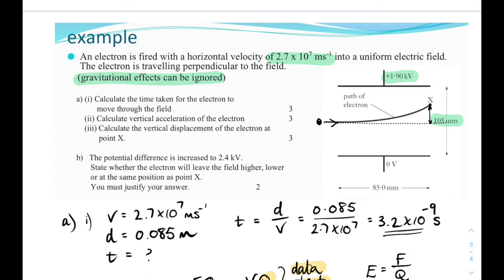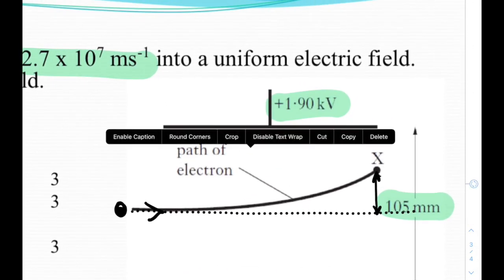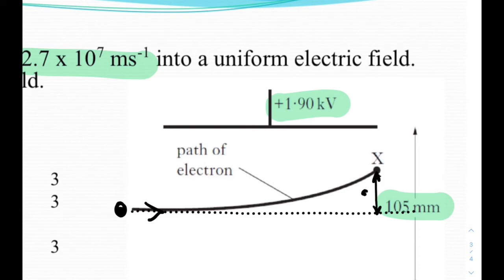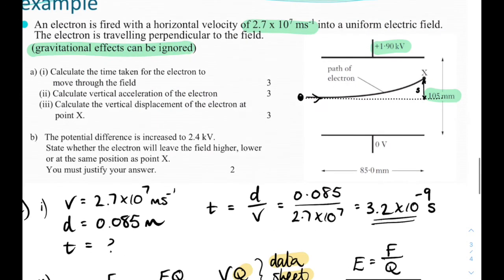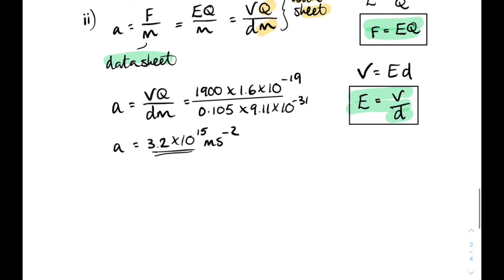And then part 3, calculate the vertical displacement of the electron at point X. It's like an upside down projectile here. So we have to work out that vertical displacement. Now, vertical displacement. This is an equations of motion question. So we're back to our old friends from Higher.